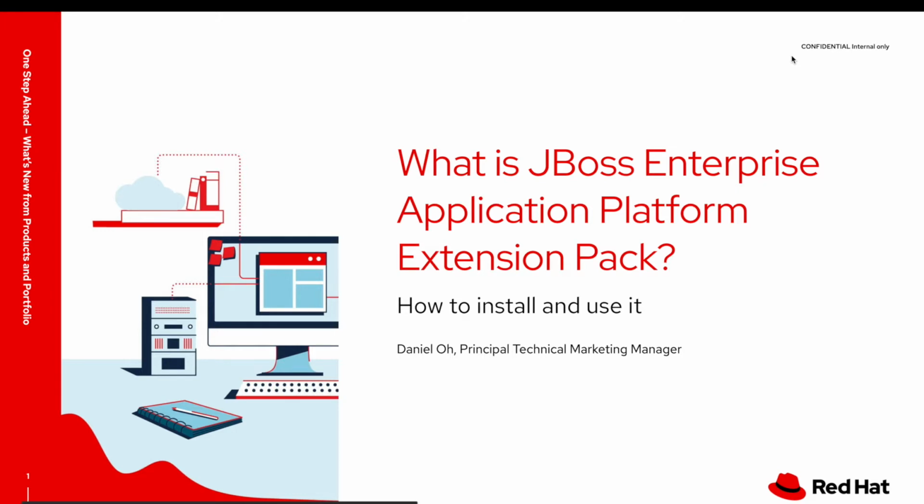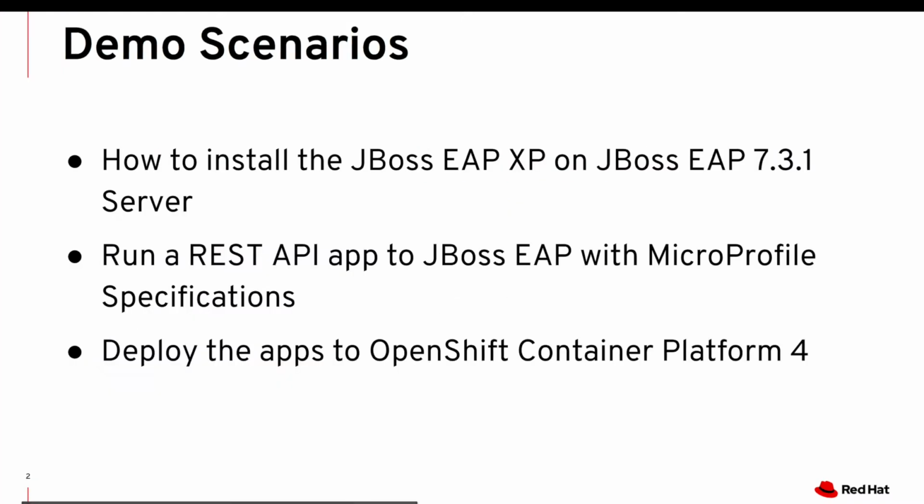Today I'm going to show you what the JBoss EAP extension pack is, how to install it, and how to use it in multiple use cases. We have a few takeaways from this demo: how to install JBoss EAP XP on an EAP 7.3.1 server, how to deploy your microservice application to JBoss EAP with a MicroProfile specification, and how to deploy that application to OpenShift Container Platform.